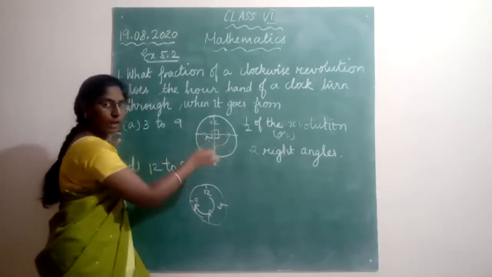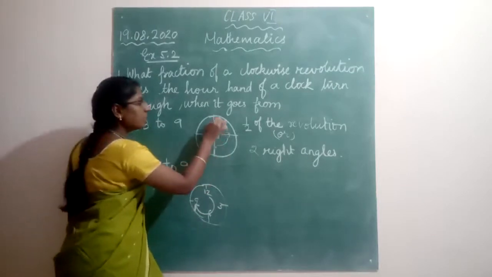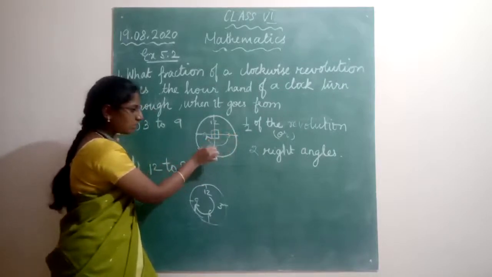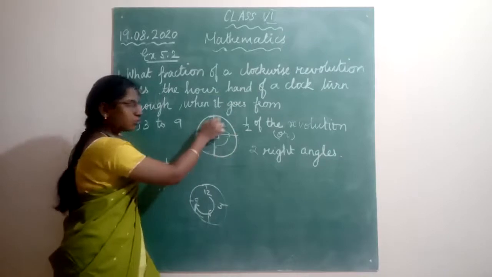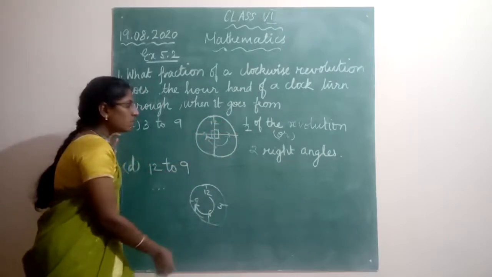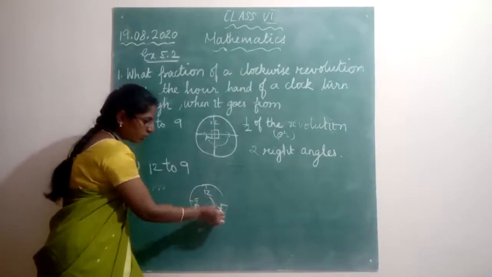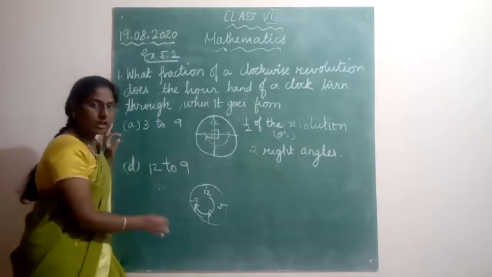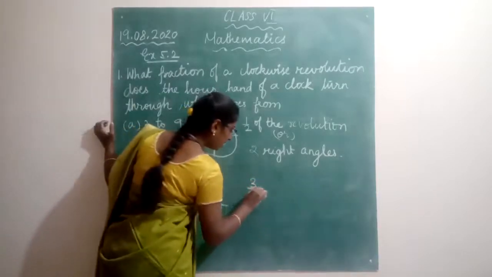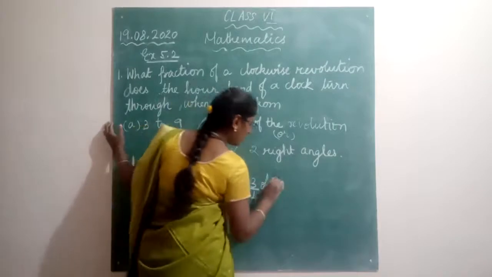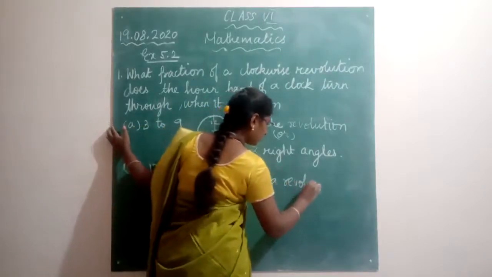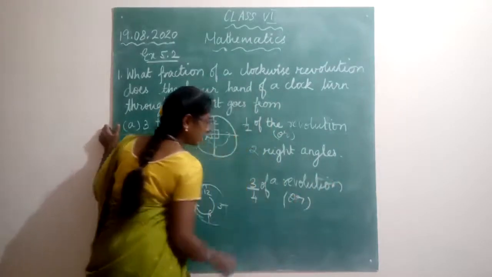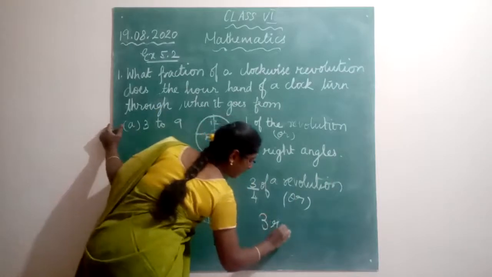We have divided into 4 parts, no? Yes. So if it covers from 12 to 3, that is 1/4. Then from 3 to 6, that is 1/4. From 6 to 9, that is again 1/4. From 9 to 12, that is again 1/4. So here you can say 1/4 plus 1/4 plus 1/4. That is totally 3/4 of the clock it has covered. So you will write 3/4 of a revolution, or you will write 3 right angles.